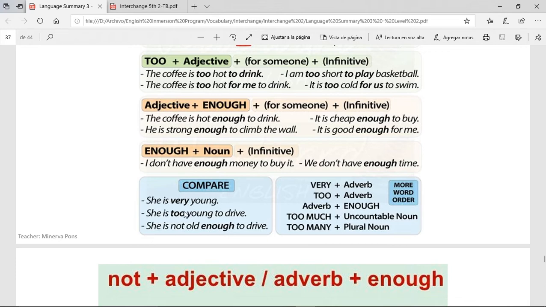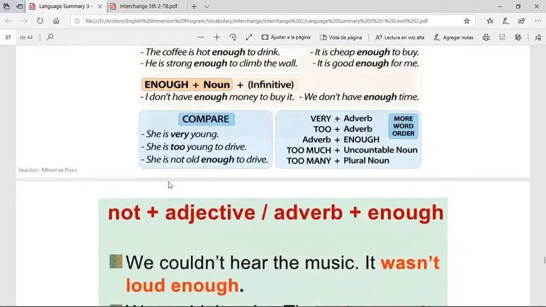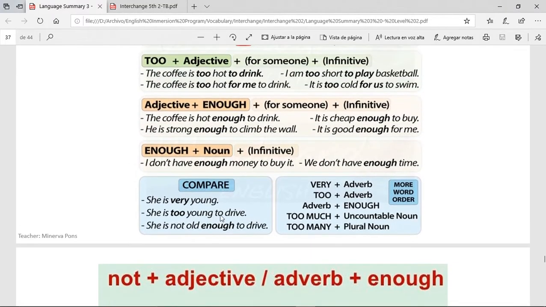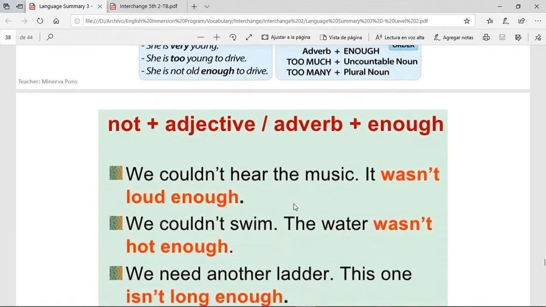But let's compare. She is very young. She is too young to drive. She is not old enough to drive. This is the comparison between very, too, and enough, okay? She is very young: evaluation. She is too young to drive: evaluation. She is not old enough to drive: evaluation. Remember that.